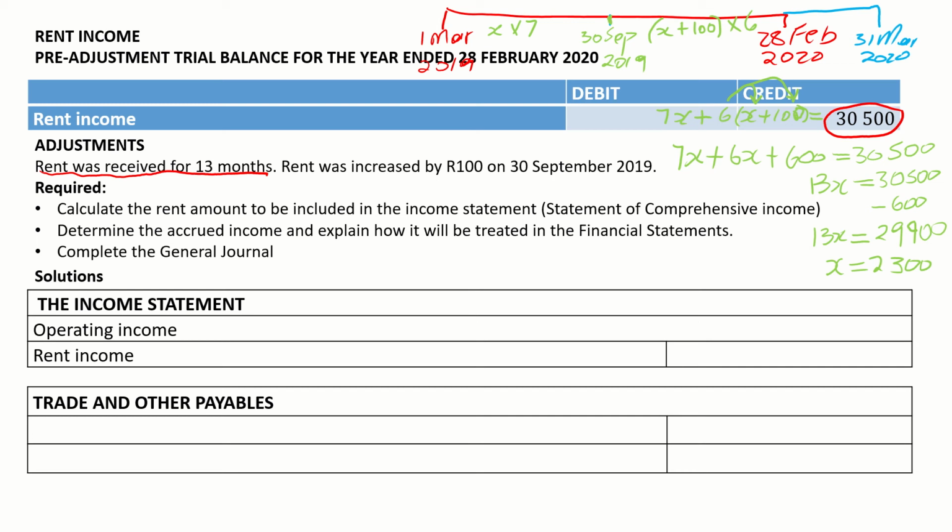So for you to get the increased rental amount, you will take the 2,300 and add 100 rand to it. That will be your new rental amount after the increase. Why am I looking for the rental amount after the increase? It's because we are looking for rent for March, and rent for March will be at an increased amount, which is 2,400.